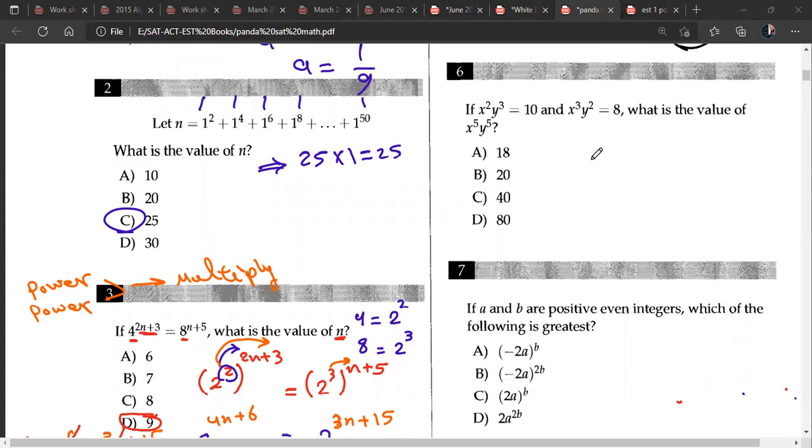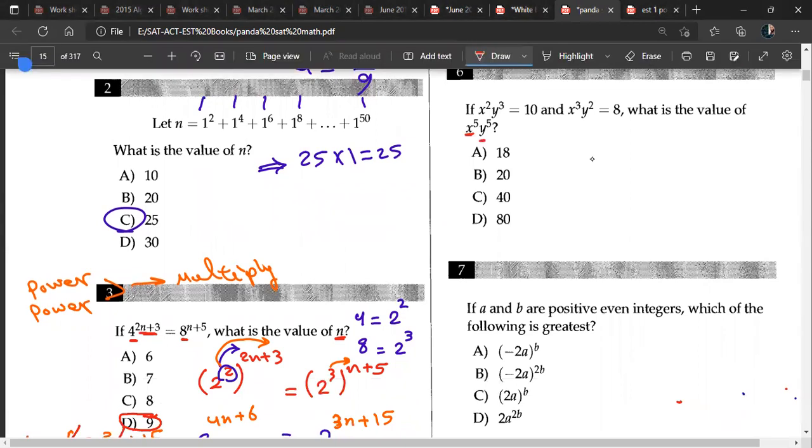Okay, here you have x power 5, y power 5. In the first required you have x squared, and in the second one you have x cubed. To get x power 5, you must multiply x squared by x cubed. So x squared multiplied by x cubed will be x power 5.